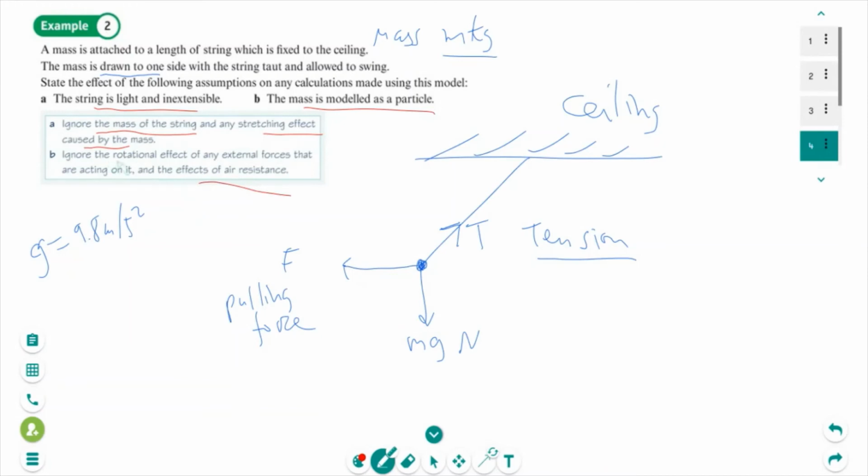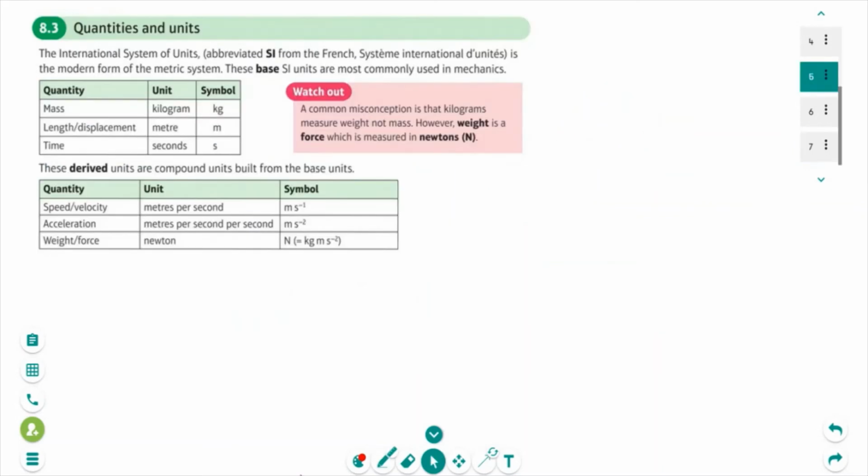Ignore any kind of rotational effect caused by any of the forces. So basically, it's just the information in the table. Page 122 goes through the units they use in mechanics. So obviously, you've seen this somewhere before. Mass, okay, they're called SI units. So these are the standard units they use in physics. Mass, kilograms, length or displacement, meters, time in seconds.